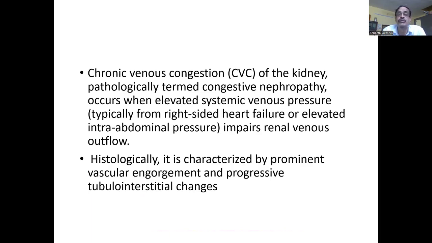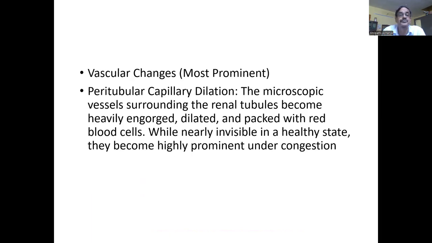Chronic venous congestion of the kidney occurs when elevated systemic venous pressure, particularly from right-sided heart failure, or elevated intra-abdominal pressure, impacts renal venous outflow. Histologically, it is characterized by prominent vascular involvement and progressive tubulointerstitial changes.